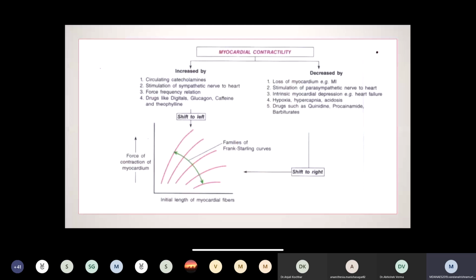The factors which decrease it are loss of myocardium, stimulation of parasympathetic nerves to the heart, and intrinsic myocardial depression like heart failure. Hypoxia, hypercapnia, and acidosis have negative inotropic effects, as do drugs like quinidine, procaine, and barbiturates. These all shift the Frank-Starling curves towards the right, which means even if the initial length of the myocardial fibers is more, the force of contraction will be less. This curve indicates heart failure.